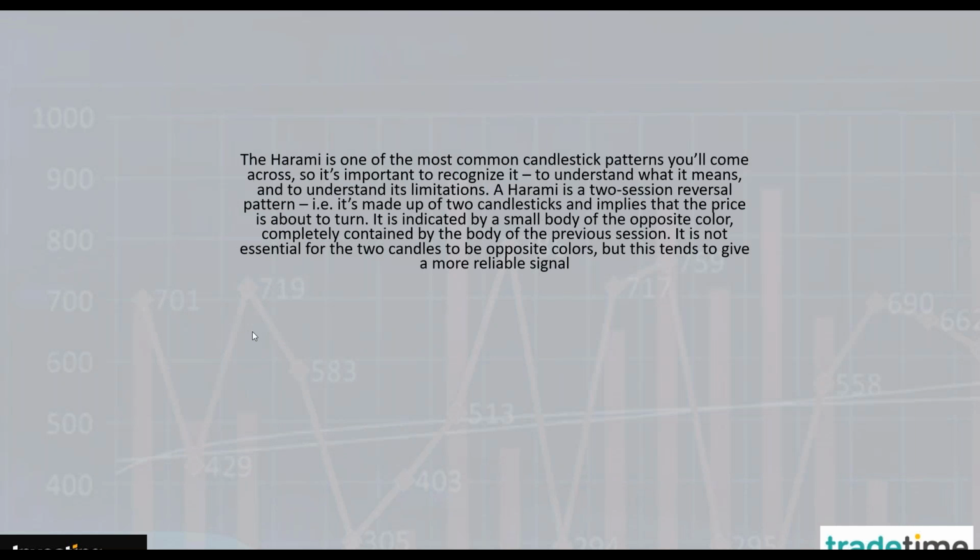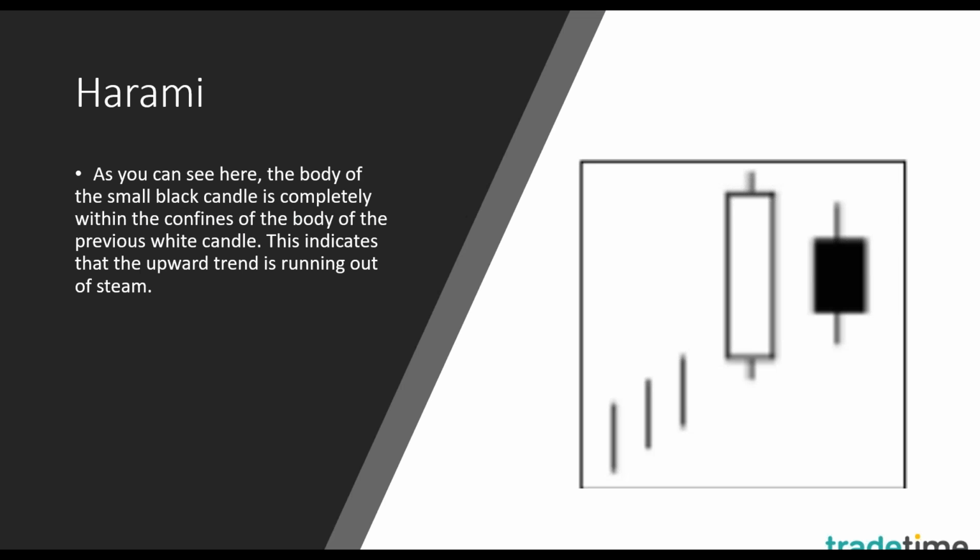A harami is one of the most common candlestick patterns you'll ever come across, so it's important to recognize it, to understand what it means, and to understand its limitation. A harami is a two-session reversal pattern. It's made up of two candlesticks and implies that the price is about to turn. It is indicated by a small body of the opposite color.